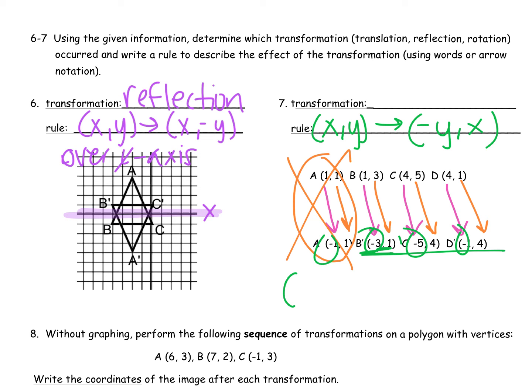And if I go back through my notes, I can see this is a rotation. And I know this rotation is 90 degrees counterclockwise, or CCW. So rotation is the transformation. This 90-degree counterclockwise could be an okay rule, but this coordinate notation is our best rule.